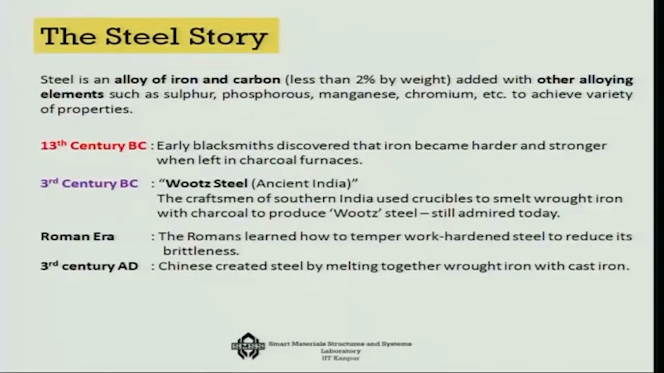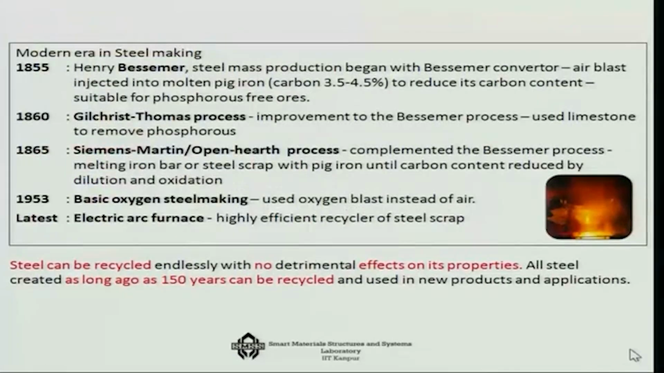Now, there are other evidences of making steel in Roman eras, and in the 3rd century AD Chinese were making steels, but wootz steel is really very famous in terms of the early advancement of steels. Of course, with respect to the industrial revolution, you get the modern era of steel making, the first one being the Bessemer process, the famous Bessemer process.